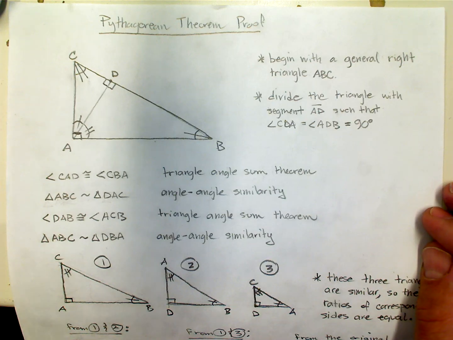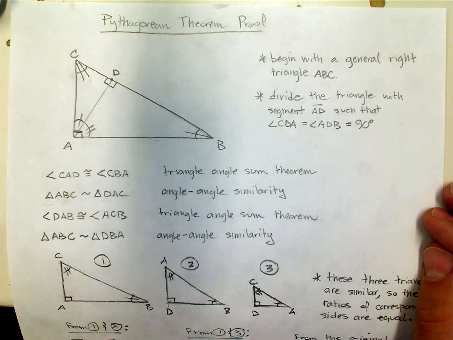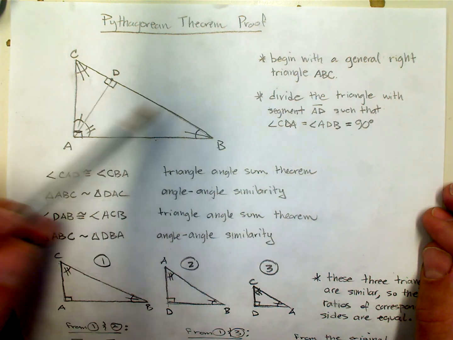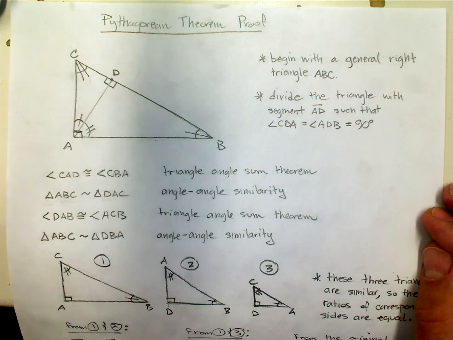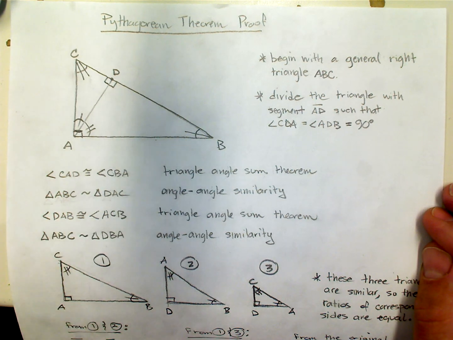I'm making this video to walk you through my proof of the Pythagorean theorem that we covered in today's lesson. We started by just drawing this right triangle, and I call it the general right triangle ABC. I've labeled the vertices A, B, and C. It's general because I haven't assigned any values to side lengths. I haven't assigned any values to angles. So it's not a specific right triangle. It's a very general right triangle.